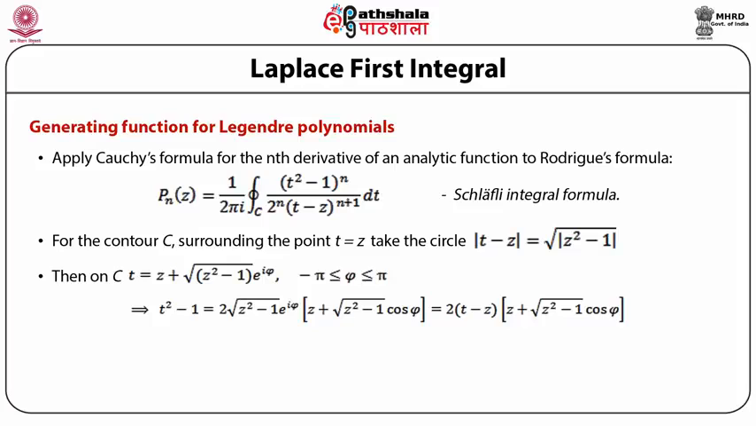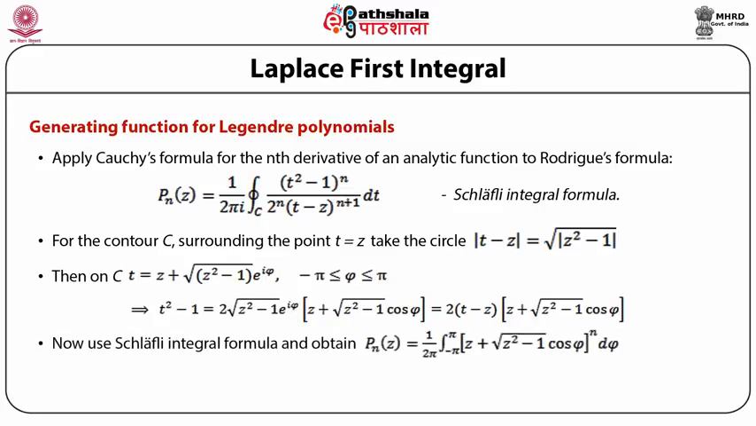This is equal to twice of t minus z multiplied by, within the brackets, z plus square root of z square minus 1 into cos phi. Hence, from Schläfli integral formula, we obtain Pn of z is equal to 1 by 2 pi definite integral over phi within the limits minus pi to pi for the term z plus under root of z square minus 1 cos phi within the brackets raised to power n.